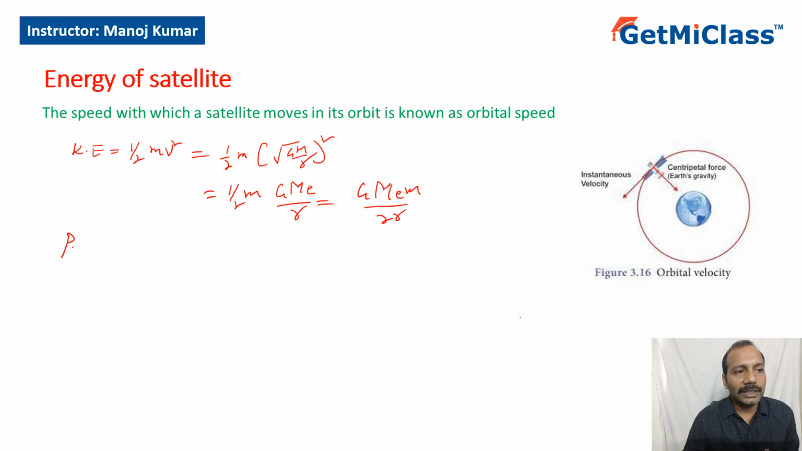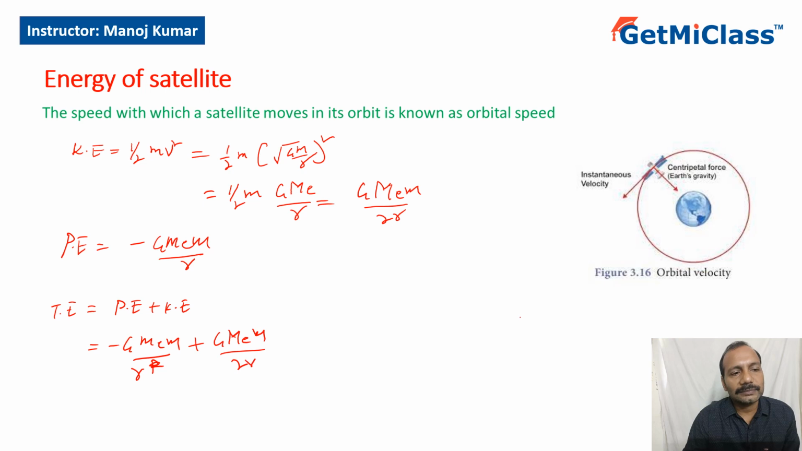Now let's look at potential energy. Potential energy is minus GMe m by r. This is potential energy. Then what is total energy? Total energy would be potential energy plus kinetic energy. So that is equal to minus GMe m by r, where r is the radius of the orbit, plus GMe m by 2r. So that is equal to minus GMe m by 2r. This is the total energy of the satellite.